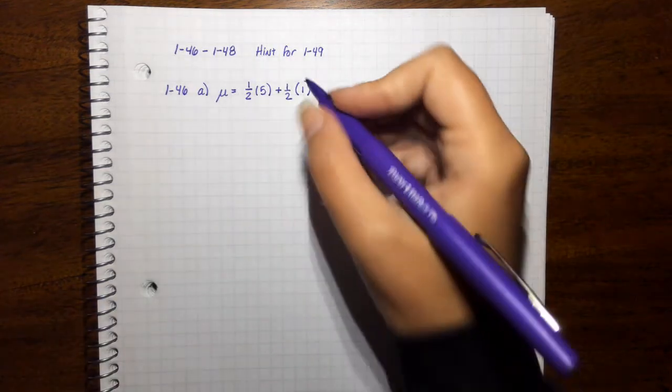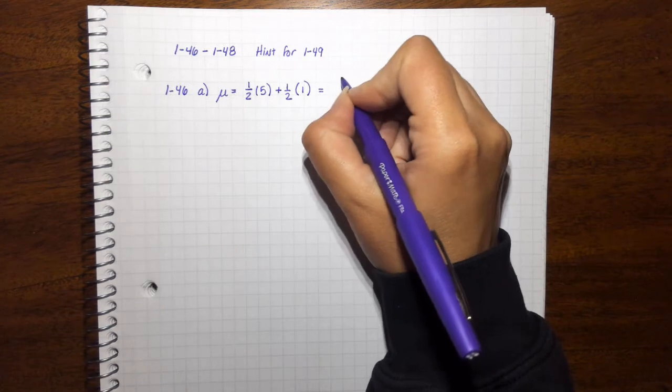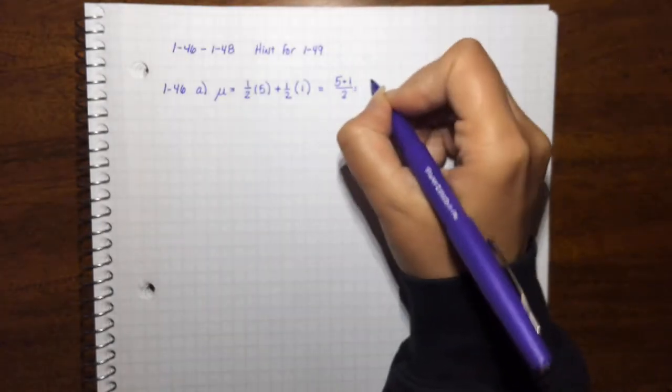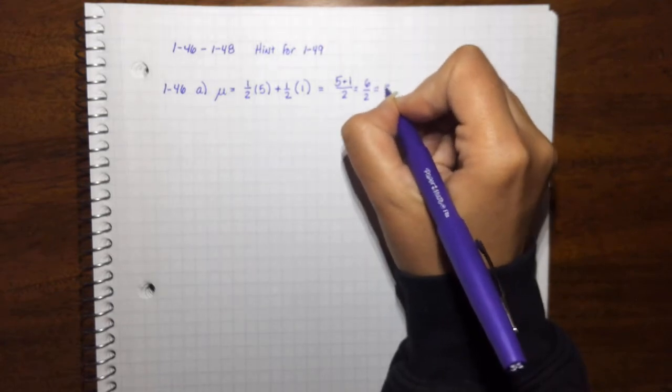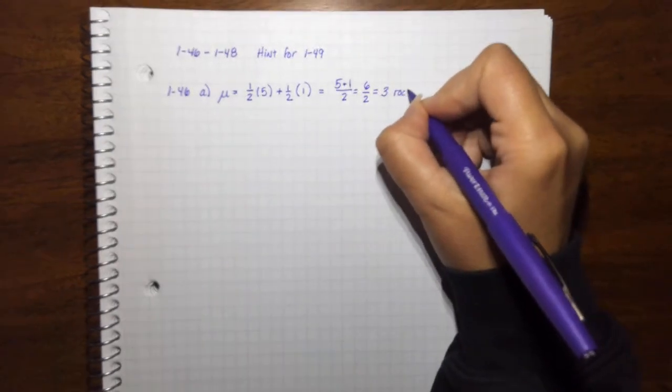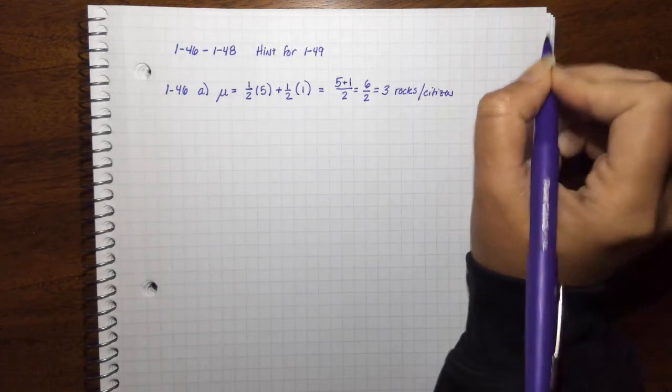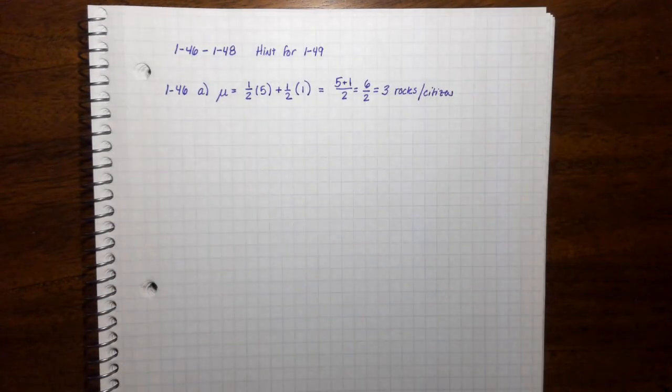Okay, this might look exactly like 5 plus 1 divided by 2, and that's because it is, which is 6 divided by 2, which is 3 rocks per citizen. Which makes sense, that if half of the population has 5 rocks and the other half of the population has 1 rock, the average would be 3 rocks per citizen, even though there are no citizens with 3 rocks.